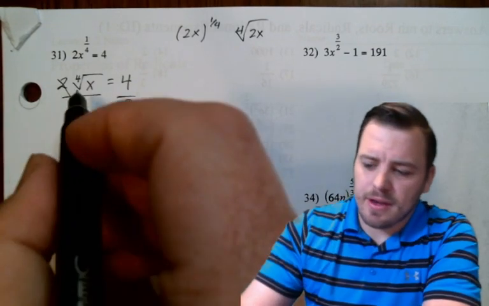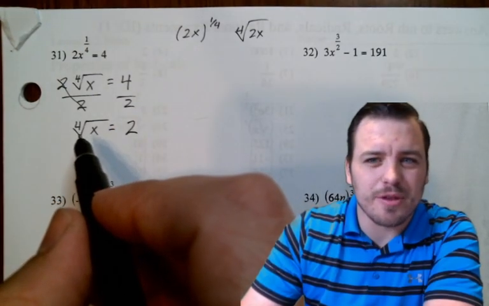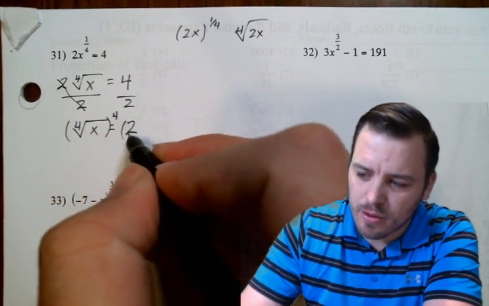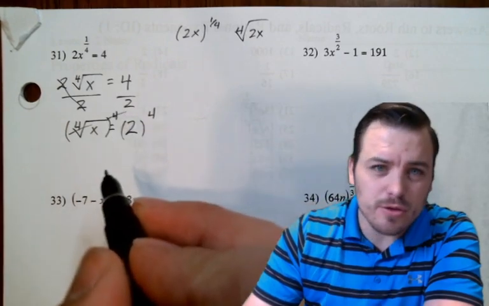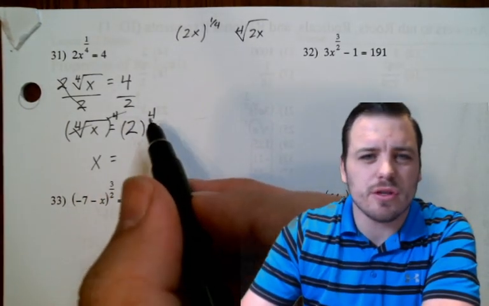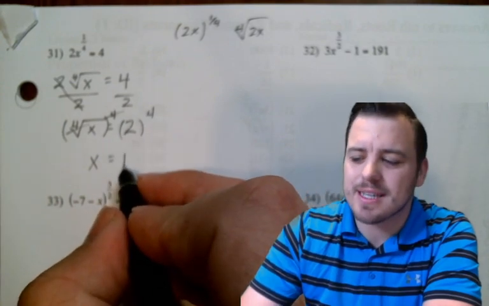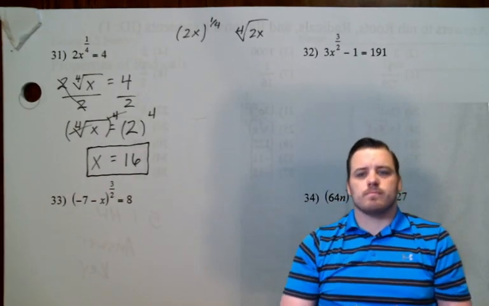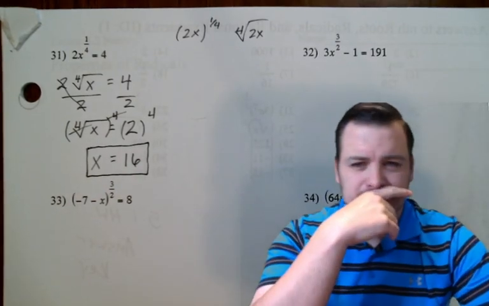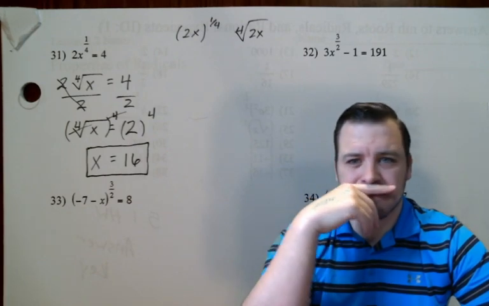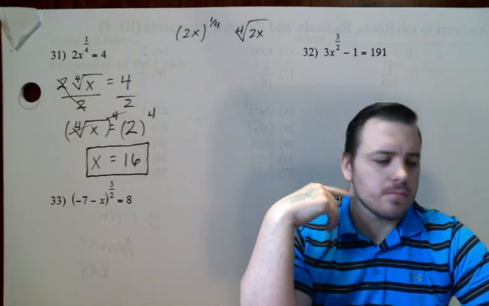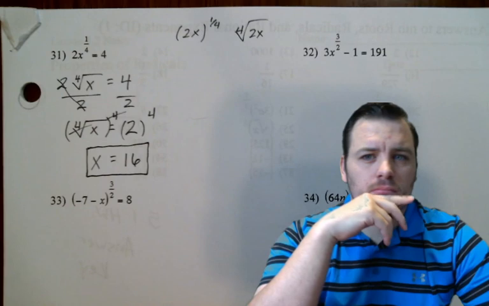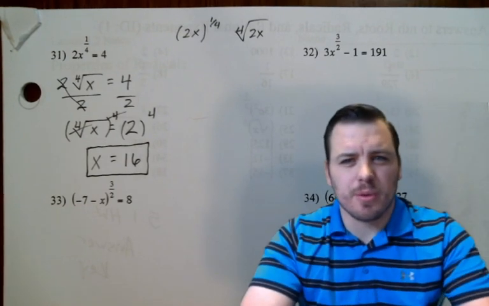Okay? And then here, the inverse operation of taking the 4th root is raising both sides to the 4th. Cancels, cancels, and I'm left with x is equal to 2 to the 4th, which is 2 times 2 times 2 times 2, which is 16. Give me a thumbs up if that makes sense for number 31.